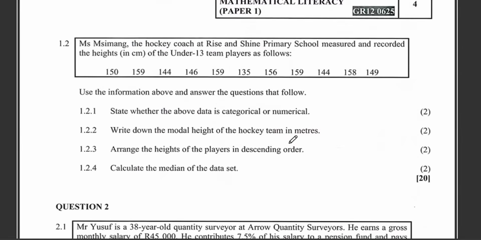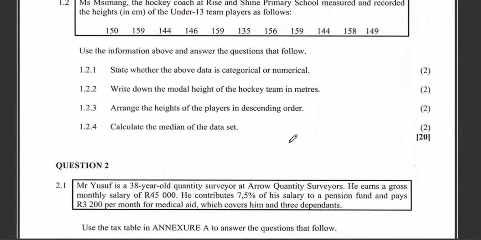Okay, 1.2. Miss Mang, the hockey coach at Rise and Shine Primary School, measured and recorded the heights in centimeters of the under 13 team players as follows. So these were the heights, and how many people were they? We have 1, 2, 3, 4, 5, 6, 7, 8, 9, 10, and 11. State whether they are categoric or numeric. We shall say it's numerical.